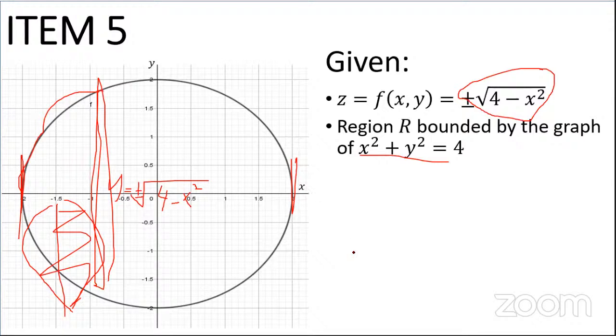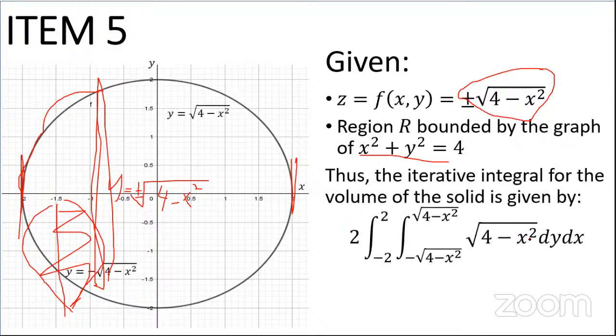Ayan. So again, bakit ko nilagyan na times 2? Para ma-capture yung solid generated doon sa integral kapag consider natin yung negative square root of 4 minus x squared. Okay? Question for this item?